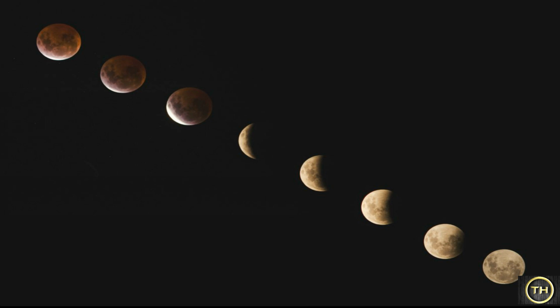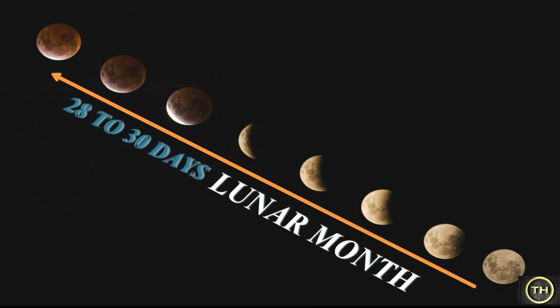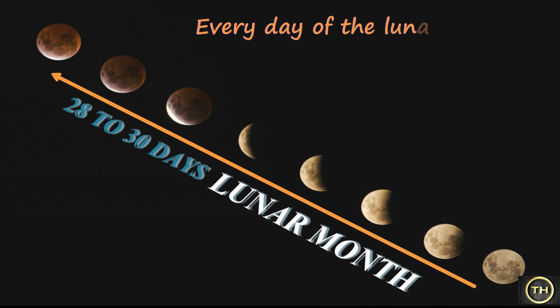Thus, the period from one new moon to the next is of 28 to 30 days. It is called the lunar month. Every day of the lunar month is called a Tithi.